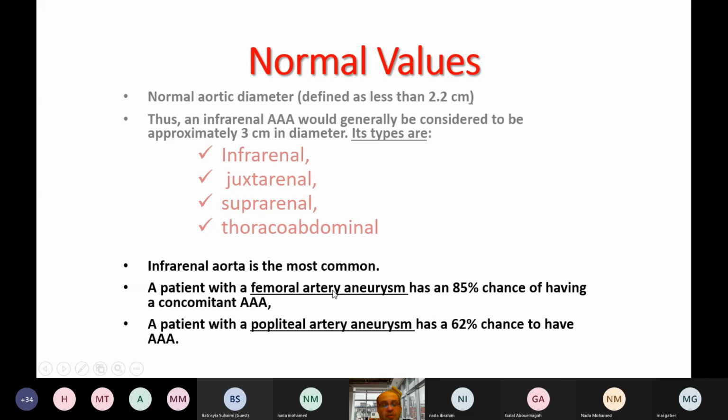Whenever you see a patient with a femoral artery aneurysm, and when we say femoral artery aneurysm, we mean a true femoral artery aneurysm, not a pseudoaneurysm, you have to think about a concomitant AAA, which is an abdominal aortic aneurysm. So if I have a femoral artery aneurysm, in 80% or 85% I have a chance to have a concomitant AAA. When I have a patient with a popliteal artery aneurysm, 60% I have a chance to have an AAA.